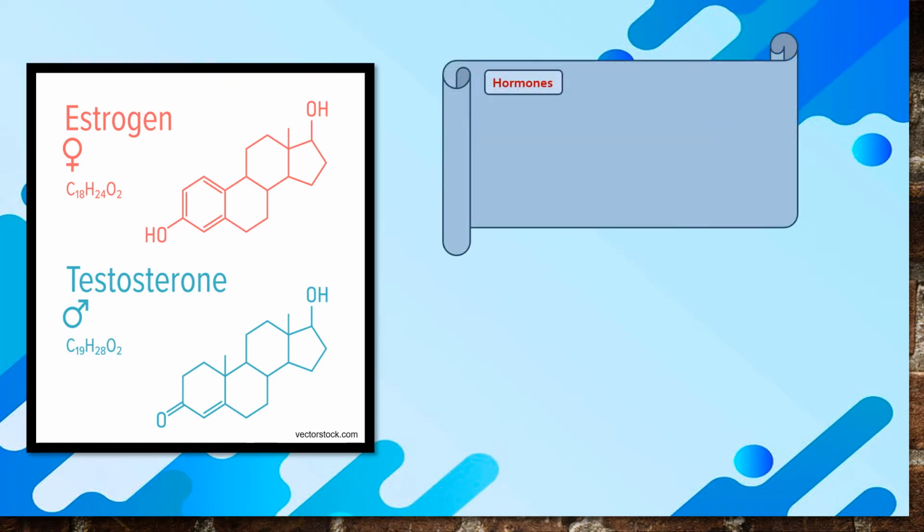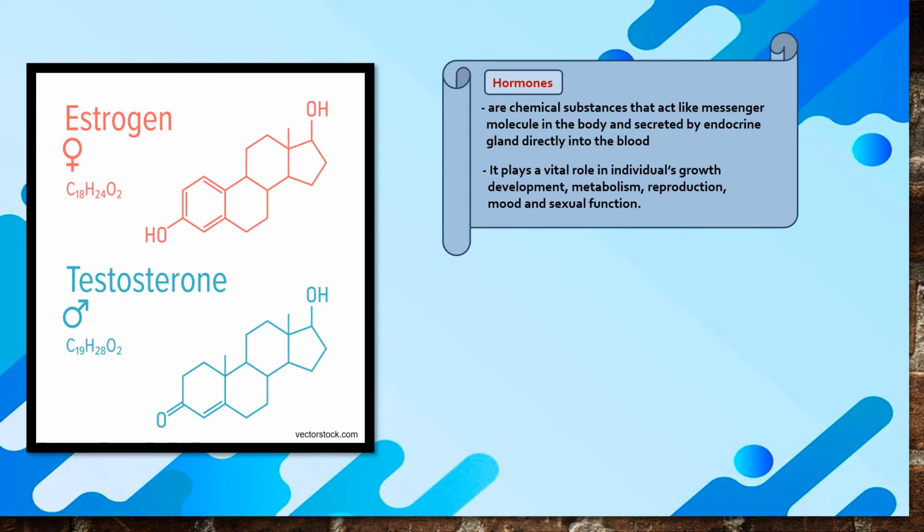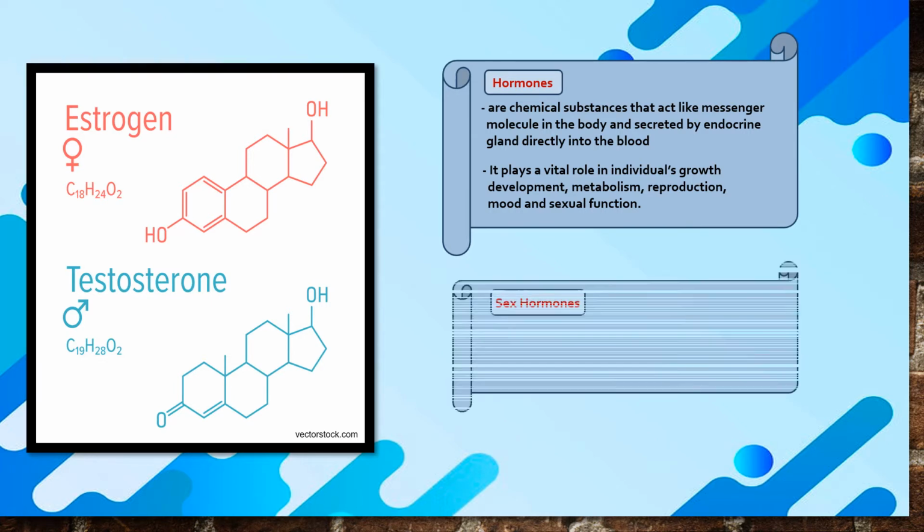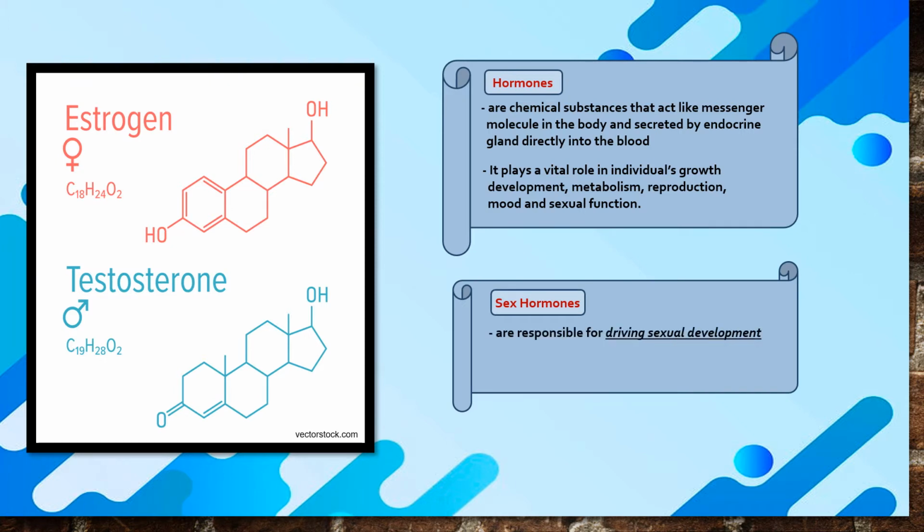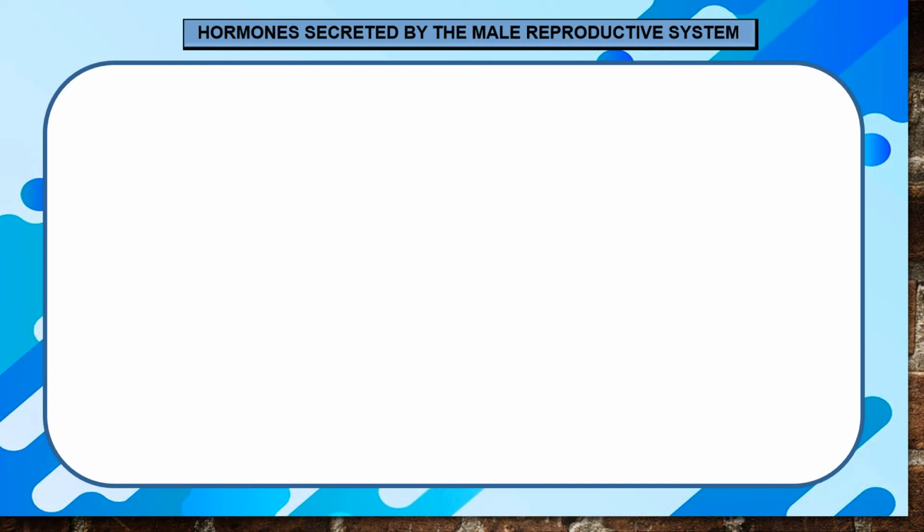So what are hormones? Hormones are chemical substances that act like messenger molecules in the body and are secreted by the endocrine gland directly into the blood. They play a vital role in individuals' growth, development, metabolism, reproduction, mood, and sexual function, while sex hormones are responsible for driving sexual development. Hormones secreted by the male reproductive system.